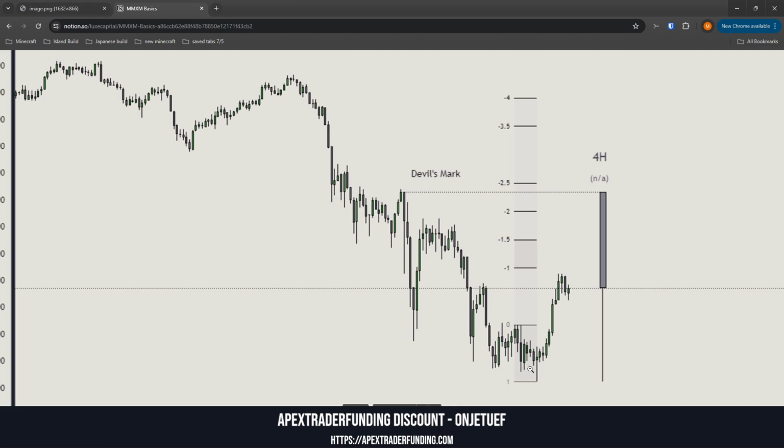This is the manipulation of that 4-hour power of 3. We traded down into something, which I did not mark. And you can then measure your standard deviations once you get a market structure shift and find out the high of the candle's probably going to be up here. Well, that would be nice because we've got a Devil's Mark to draw us back, and we could go as far as up here, maybe buy side up here. It's a nice market maker buy model.